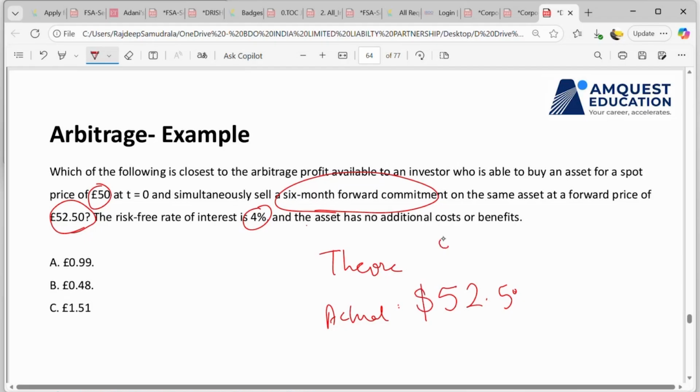$52.5. So what is the theoretical price? Find out, and you find out what is cheap or what is costly. Whatever is costly, sell it. Whatever is cheap, buy that. What should the price be?